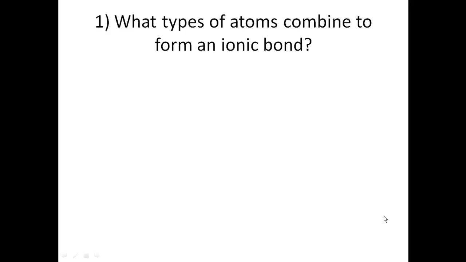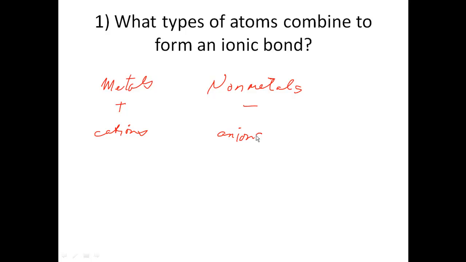Alright, we're going to do a quick one on ionic bonding. What types of atoms combine to form an ionic bond? Well, you should know that we have metals and we have nonmetals, and when they bond together, they form an ionic bond. If you remember, metals lose their electrons, so they become positive and turn into cations. And nonmetals gain electrons, and hence they gain a negative charge, and they turn into anions.